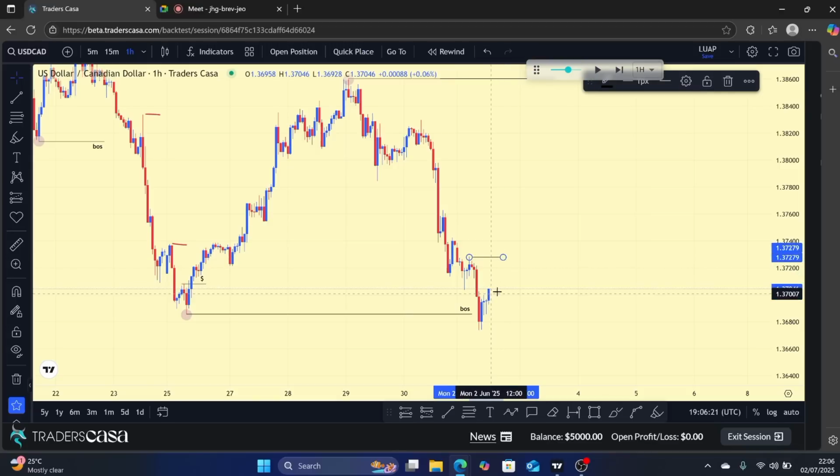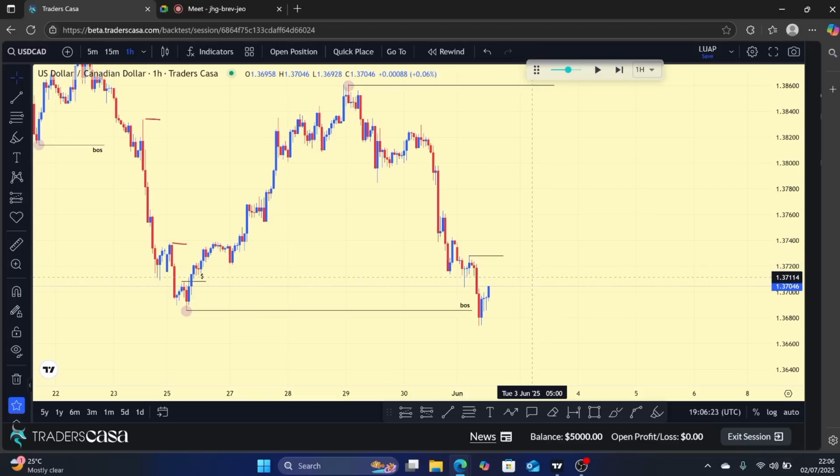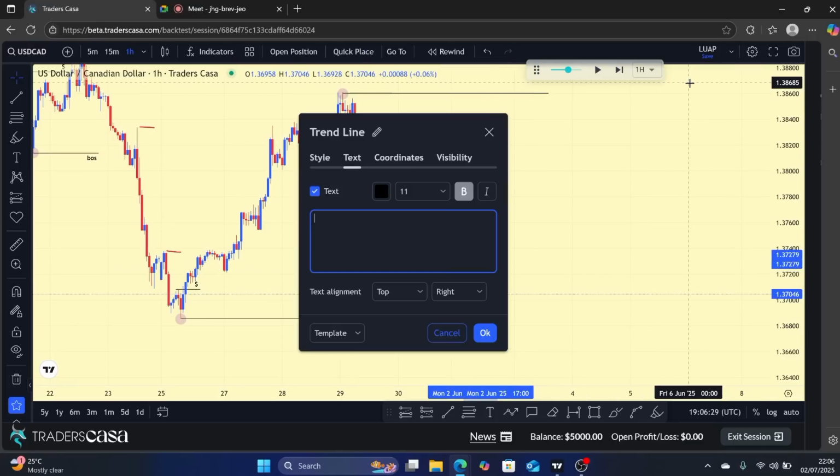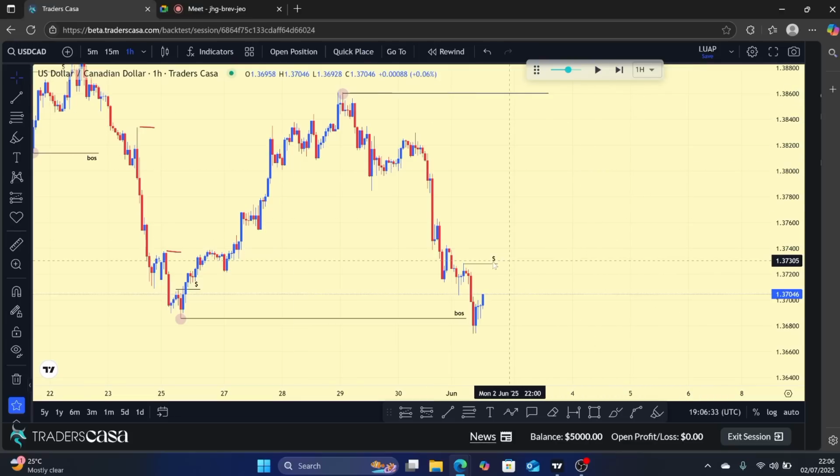price decides to, and by the way, you have noticed that the identification of this recent valid pullback, it doesn't matter where I'm actually marking it. It can be before the break of structure or after the break of structure, as long as price has broken past the swing point confirming a break of structure. And this one here is the recent valid pullback high on that trading range.